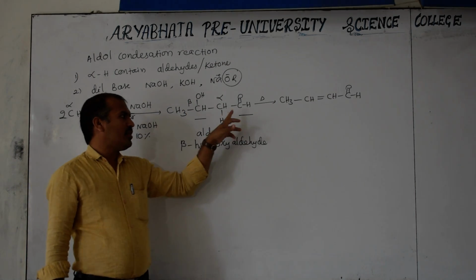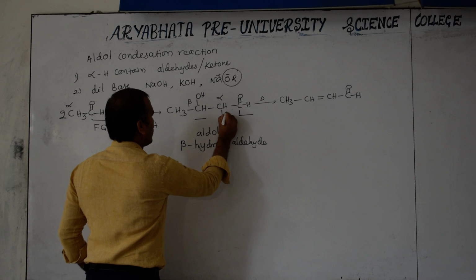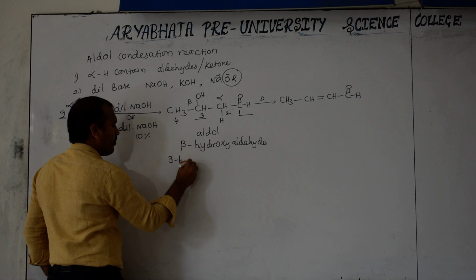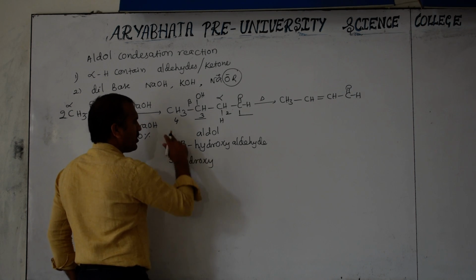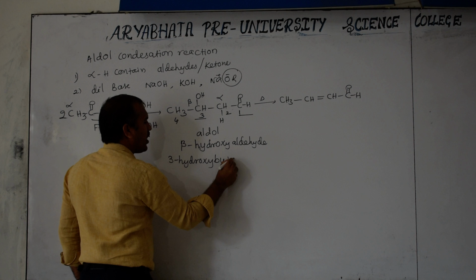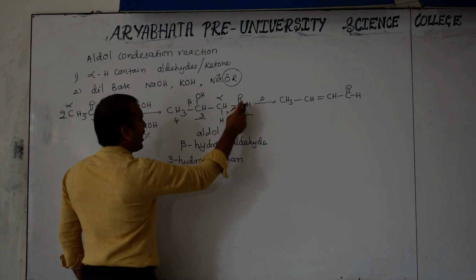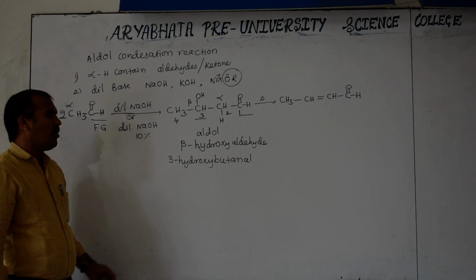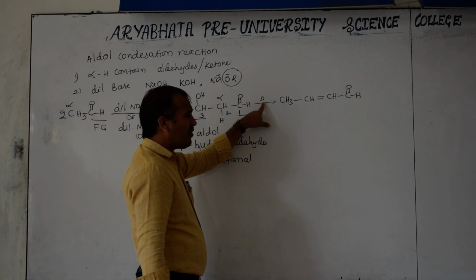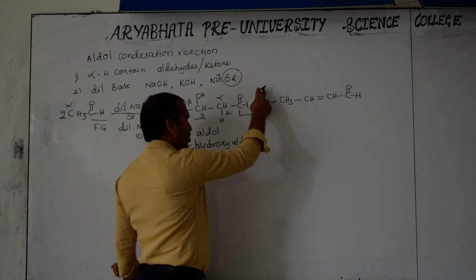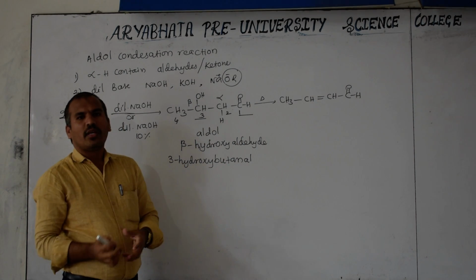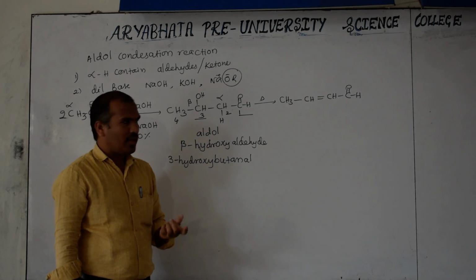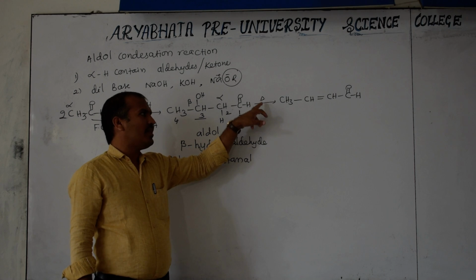If you want the IUPAC name, numbering is 1, 2, 3, 4. So 3-hydroxy, total 4 carbons, butane, drop the e, add the functional group name: 3-hydroxybutanal. This is after heating. If the heat symbol is not there, they may give a dehydrating agent like concentrated H2SO4. Generally, in many cases the heat symbol is there.